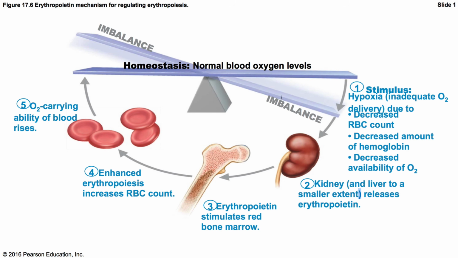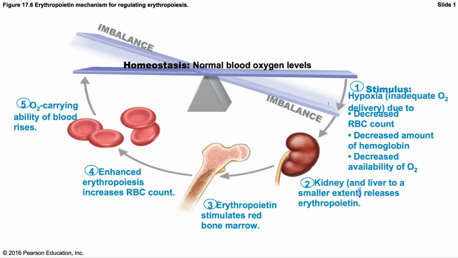So remember, we're looking at a negative feedback. Low oxygen, the kidney will start producing EPO. EPO is going to stimulate RBC production. Once the RBCs are produced, they will start carrying more oxygen. Once that happens, we have a balance again. So we have homeostasis again, and that's normal blood oxygen levels.